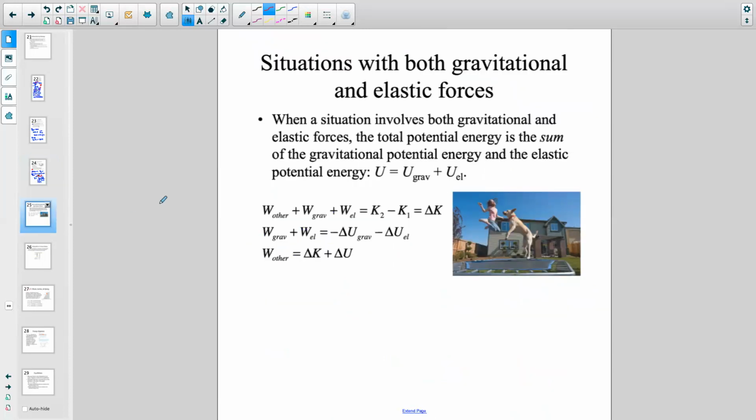Now, a situation with both gravitational and elastic forces. Elastic forces are like what we have, of course, in a spring. When a situation involves both gravitational and elastic forces, the total potential energy is the sum of the gravitational potential energy and the elastic potential energy. So U is U of gravity, mgh, plus U of the elastic spring, half kx squared. We know the sum of all the work done by all the forces is delta K, or K2 minus K1.